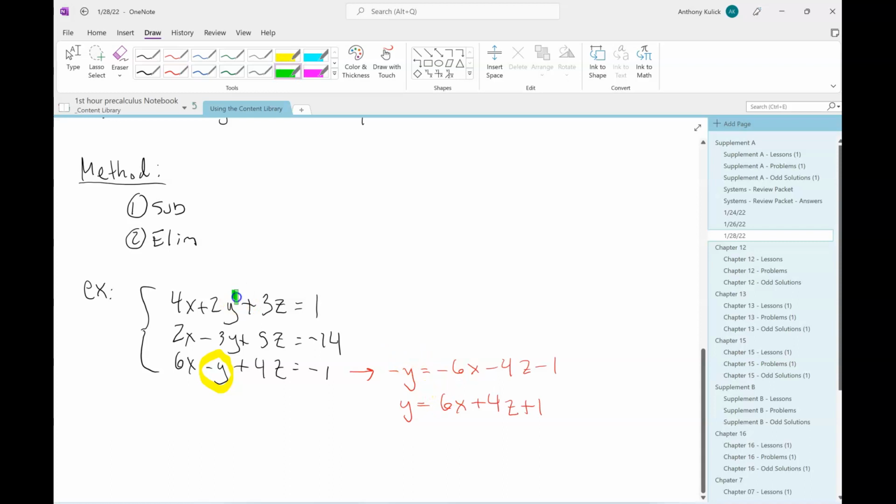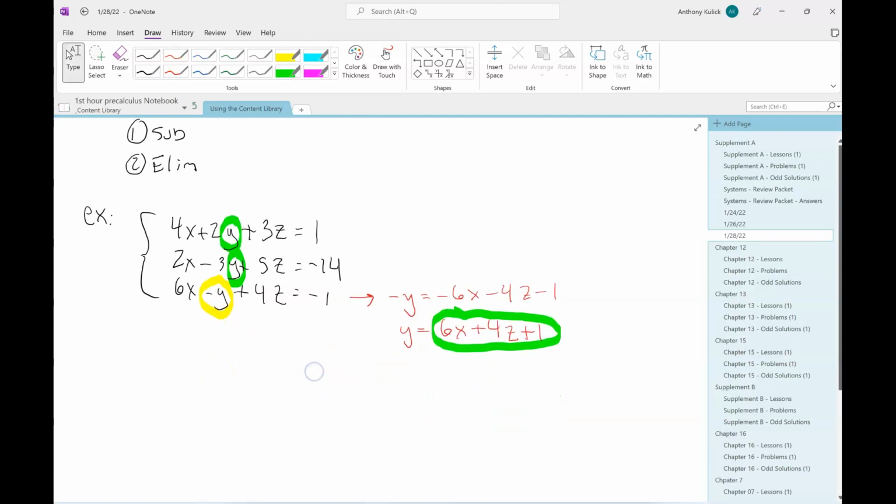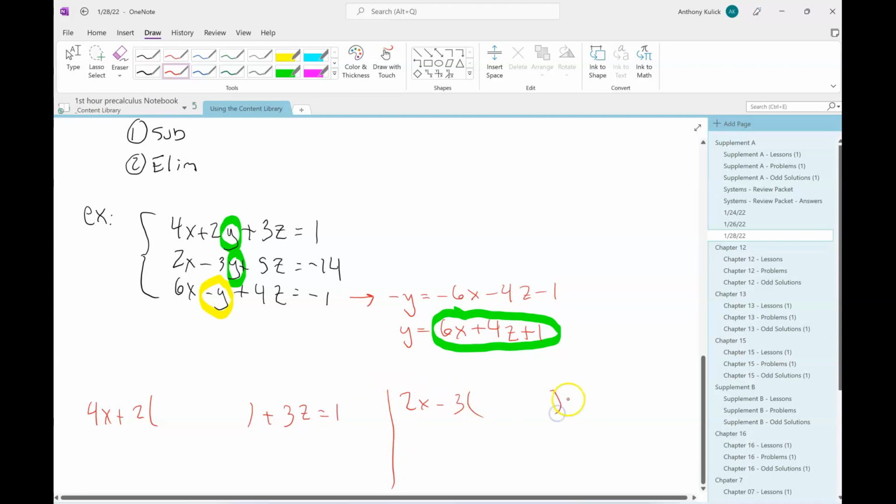And so what I'm going to do then is, into both of the previous 2 equations, I'm going to substitute. So the other 2 equations that we haven't used, we're going to substitute into both of those. Everybody feel okay with what we're doing so far?